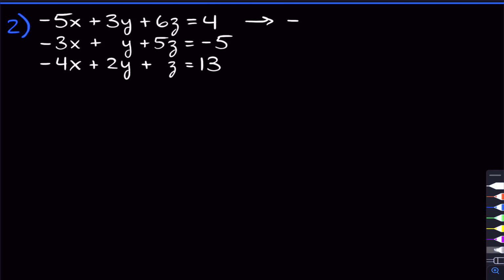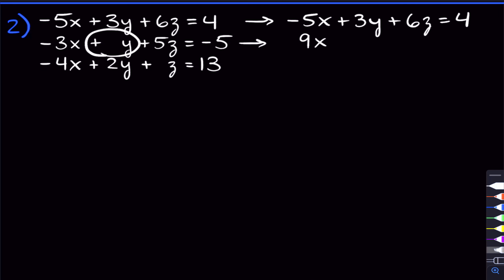So let's keep that top equation the same, -5x plus 3y plus 6z equals 4. And like I said, let's multiply both sides of the second equation by -3. Starting off, -3x times -3 is a positive 9x. -3 times y is -3y, and so we get those y's to cancel off like we want. Then we have 5z times -3, that's -15z. And lastly, we have -5 times -3, which is a positive 15.